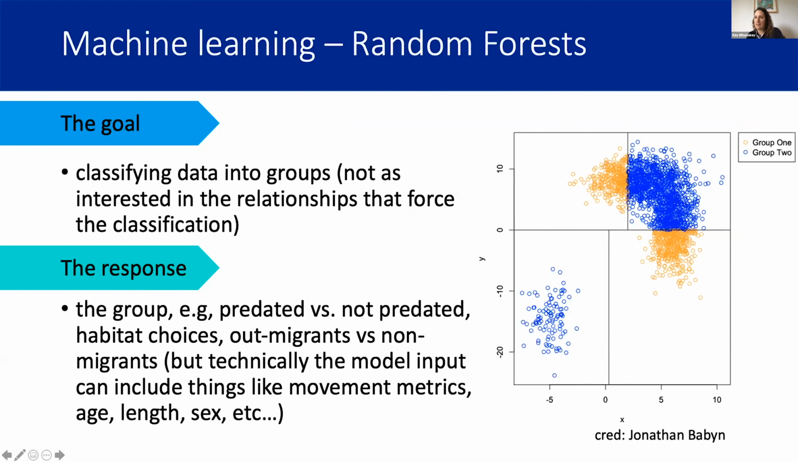These groups can include, for example, whether you're looking at predation, so your animal was predated versus not predated, or looking at out-migrants versus non-migrants. But technically, model input when you're doing this includes things like movement metrics, age, length, sex, etc., whatever you can use to split your animals into these different groups.